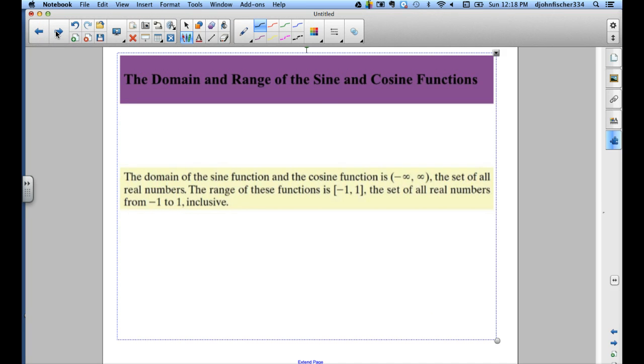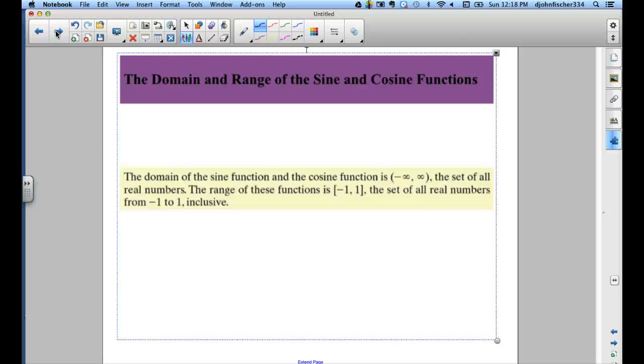Now the domain of the sine function and the cosine function is negative infinity to infinity, the set of all real numbers. So cosine and sine are defined for all real numbers. The range of these functions is negative 1 to 1, the set of real numbers from negative 1 to 1 inclusive.